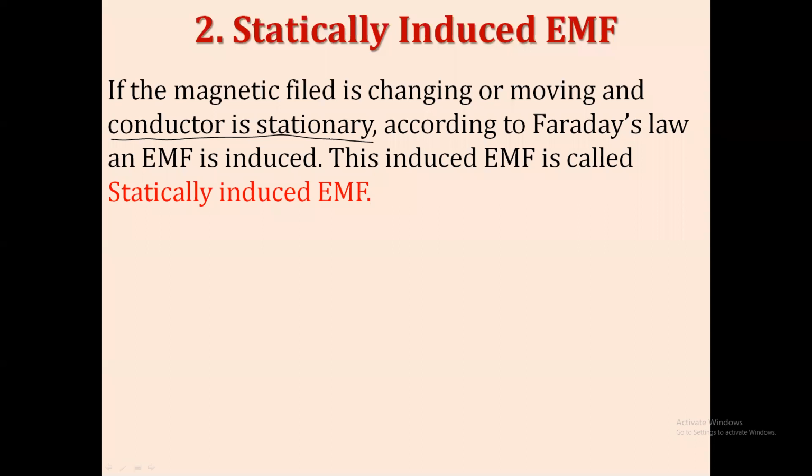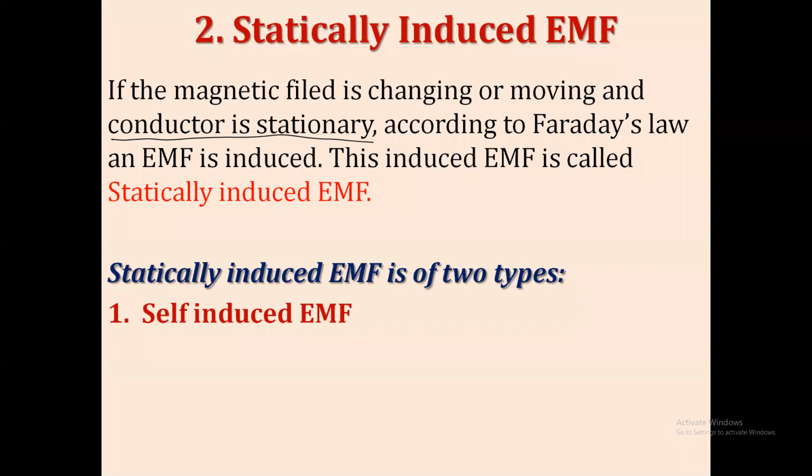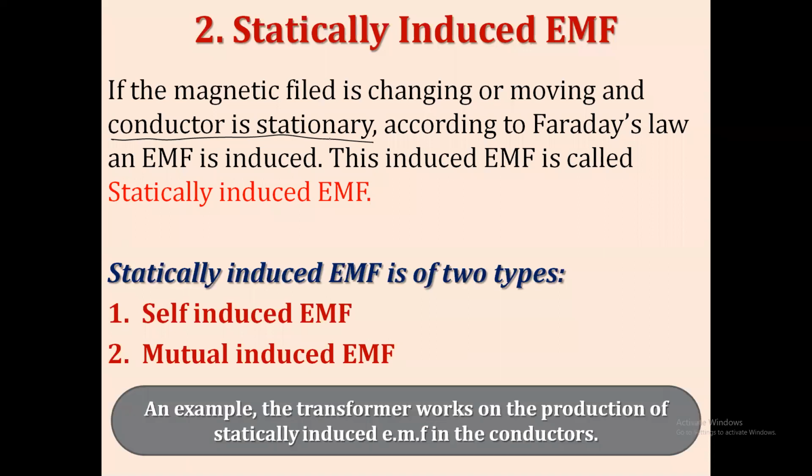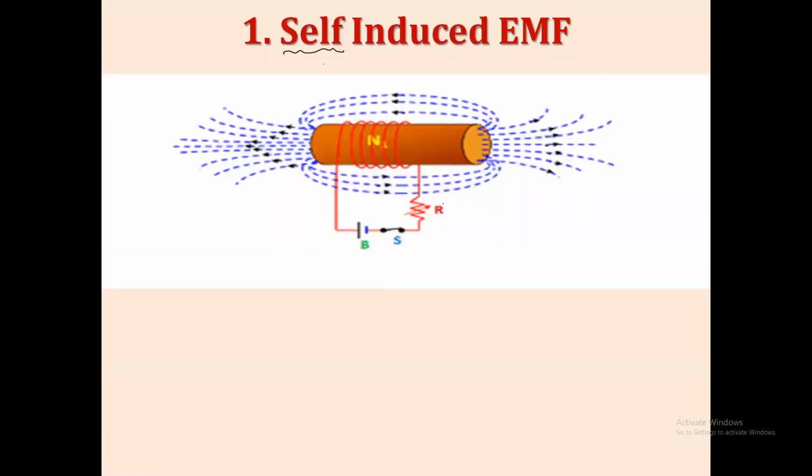And this statically induced EMF, based on the arrangement, has two types. What are these two types? Self-induced EMF and mutually induced EMF. Now, an example of a statically induced EMF is a transformer, because in the transformer, the conductor is stationary and the magnetic field is changing. So it is an example of a statically induced EMF. Now, self-induced EMF. The name itself gives the meaning: self. That means the coil or conductor itself induces the EMF in itself. How is it possible? See these things here.